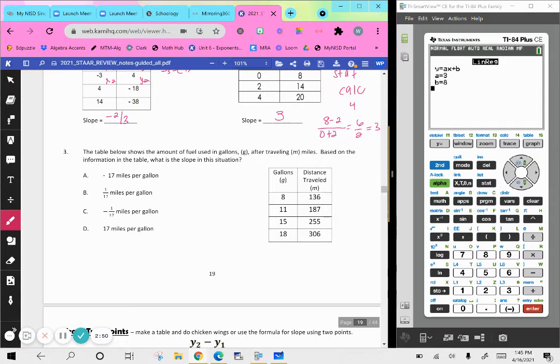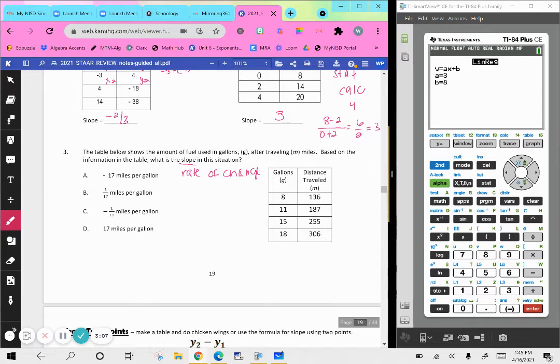So again, here you've got a table, and it says the table below shows the amount of fuel used in gallons after traveling m miles. Based on the information in the table, what's the slope? And it might say what's the rate of change. Remember, rate of change is just another way of asking for slope.